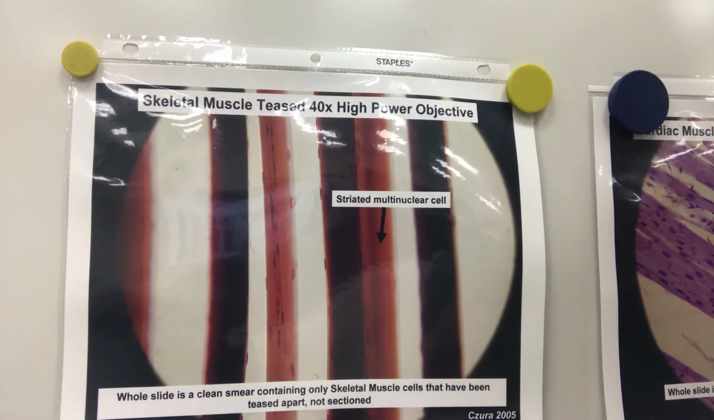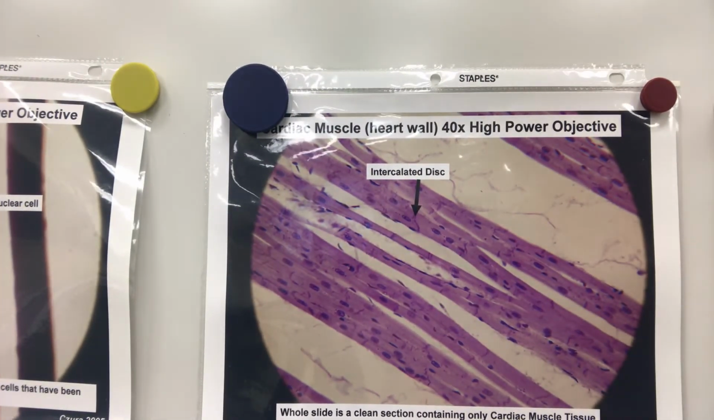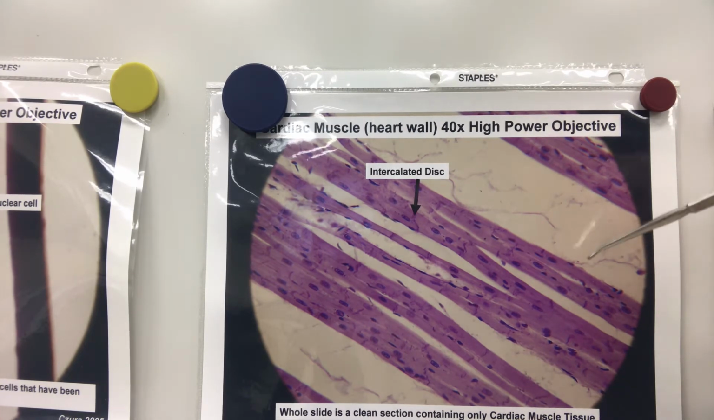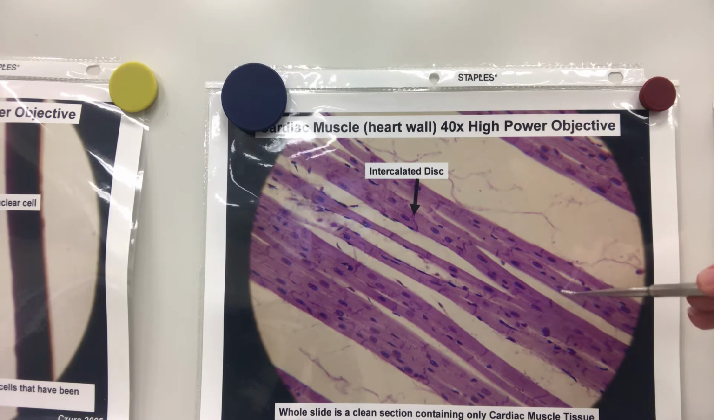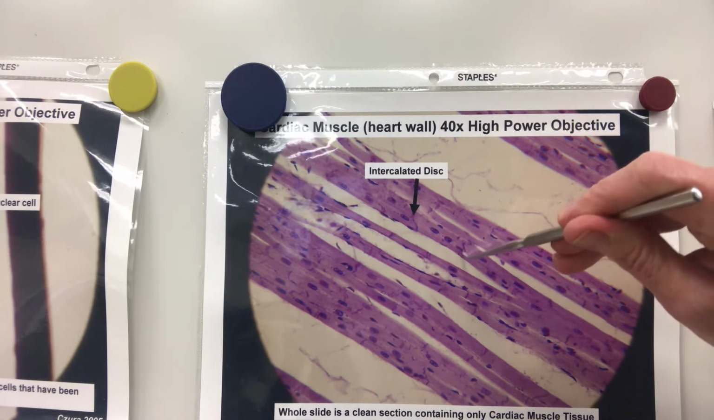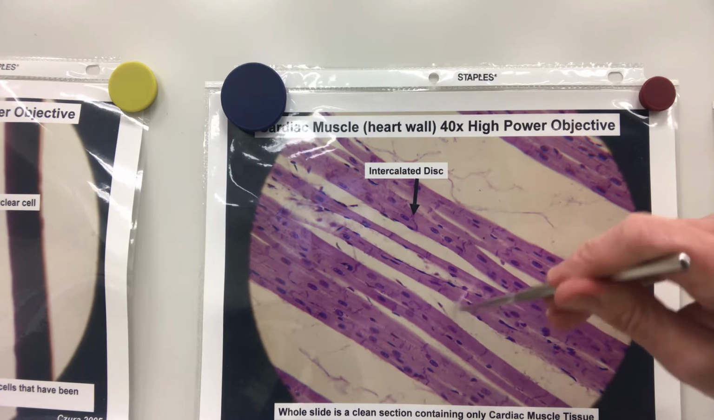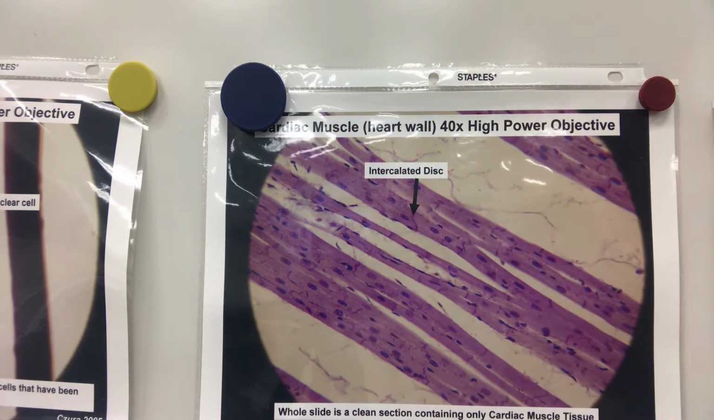The next slide we'll look at will be our cardiac muscle. Now this is also going to be the striated cells with a single nucleus in it. And you can see all the dark lines here, which are the intercalated discs, where the cells are kind of sewn together. You really want to look for those to give away the cardiac muscle.